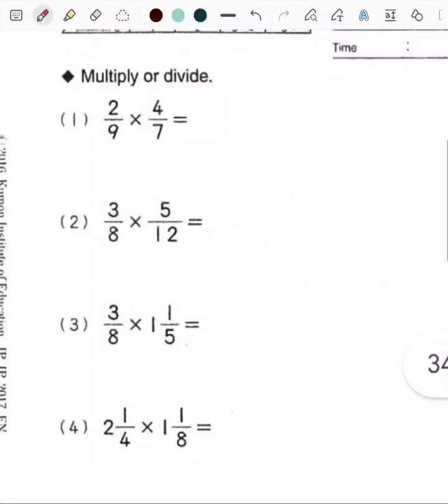Hi folks, in this video we're going to talk about fraction multiplication and division. We're going to work through questions from easy to hard. Let's take a look at question number 1. Question number 1, we have 2 over 9 times 4 over 7.